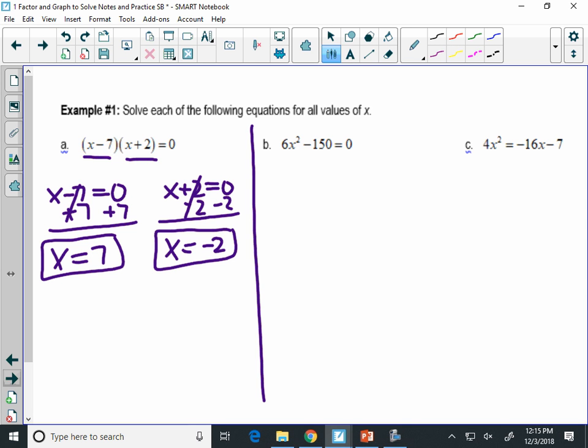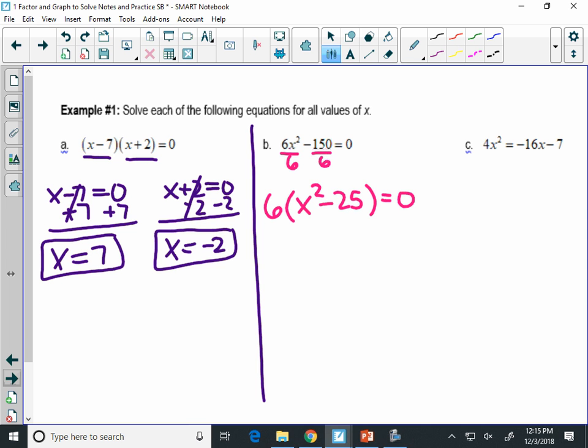So how would you start 6x squared minus 150? We always want it equal to 0. When I'm solving a quadratic, the equals has to be 0. What do you always do first when you factor? Is there a GCF here? There's actually bigger than 3. 6. 6 goes into both. So you divide 6 out. You'll get 6 times x squared minus 25.